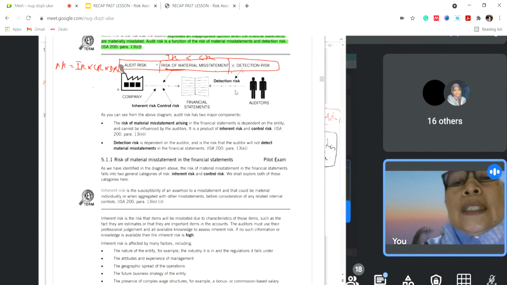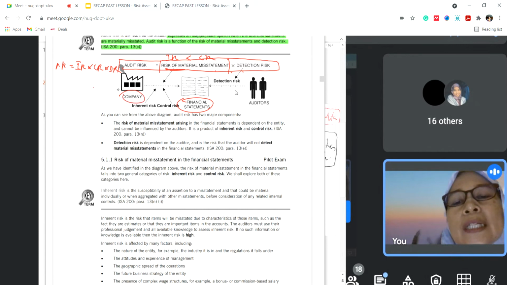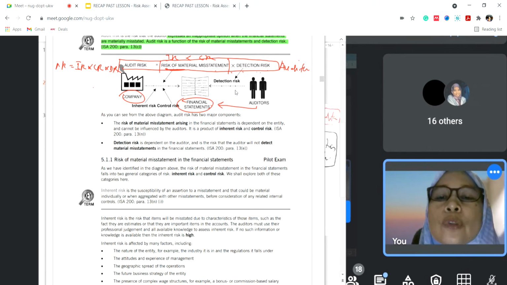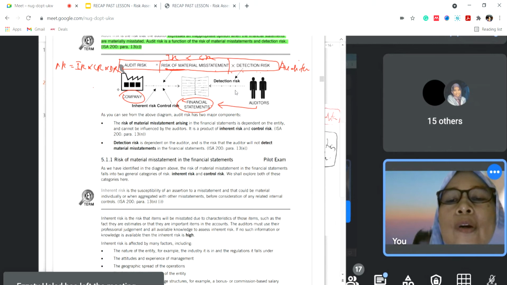these two risks come from the risk when they prepare the financial statement. Who prepares? The company. And the auditor comes to detect any misstatement in the financial statement. So when the auditor fails to detect the misstatement in the financial statement because of wrong audit procedures, that is called detection risk, which is controlled by the auditor. So that is the meaning of the two separations of the audit risk model here.